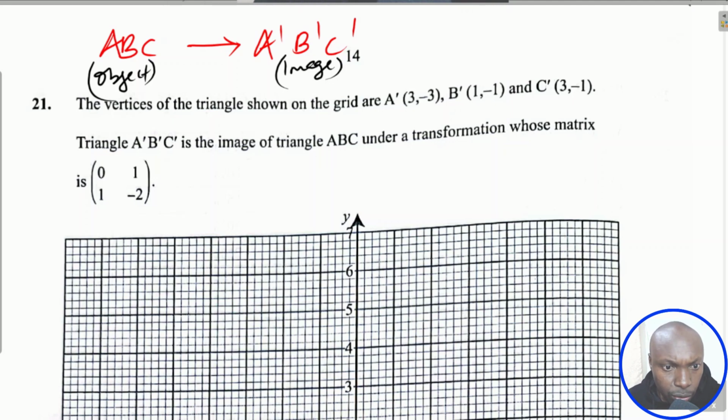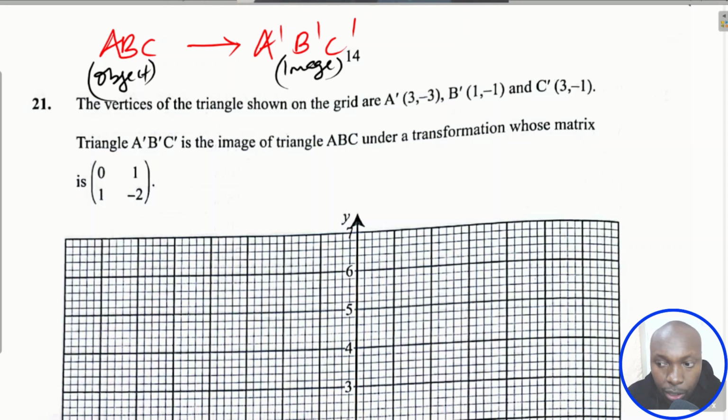So in such a case, we get the inverse of this transformation matrix that maps triangle ABC into triangle A prime B prime C prime. That is what is going to give us the matrix that will map the image back to the object. The image in this case is triangle A prime B prime C prime, and the object is ABC. So we need to get the inverse. How do we get the inverse of this matrix?